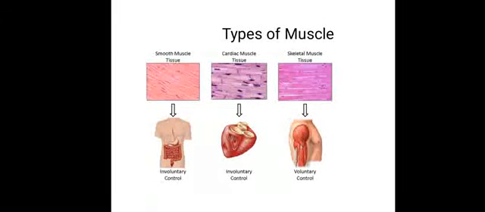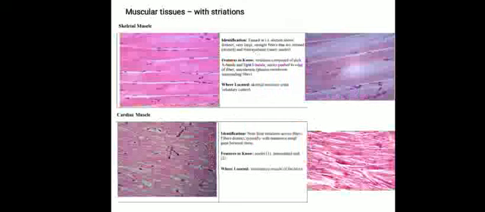So the types of muscles, as I mentioned earlier: smooth muscle tissue, cardiac muscle tissue, skeletal muscle tissue. And you can see where they are. Skeletal is voluntary control, cardiac is involuntary, smooth is also involuntary.